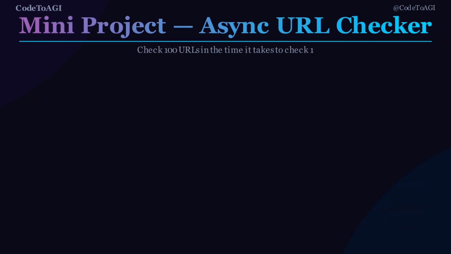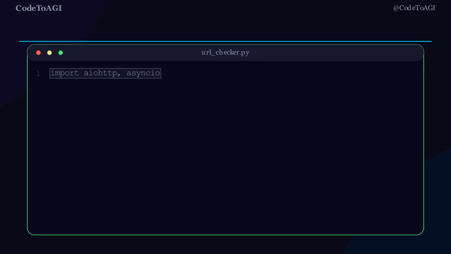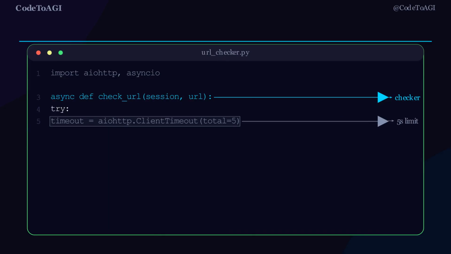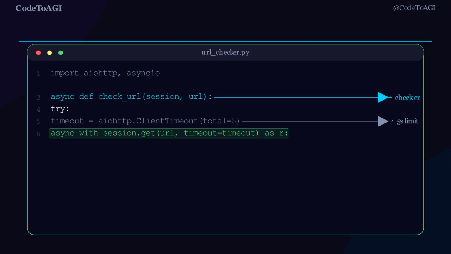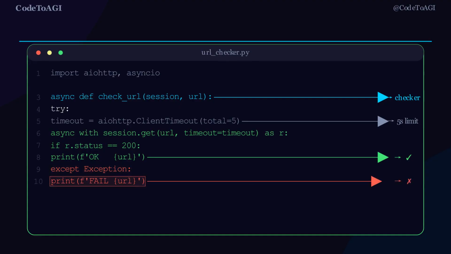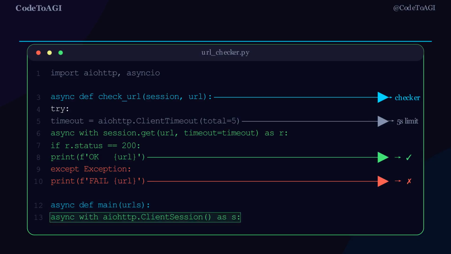Our mini project, an async URL checker. It checks whether a list of URLs is reachable concurrently. We define check_url as a coroutine. It tries to fetch the URL with a timeout of 5 seconds. If the status code is 200, it prints OK and the URL. If it times out or errors, it prints fail and the URL. In main, we gather all check_url coroutines together.